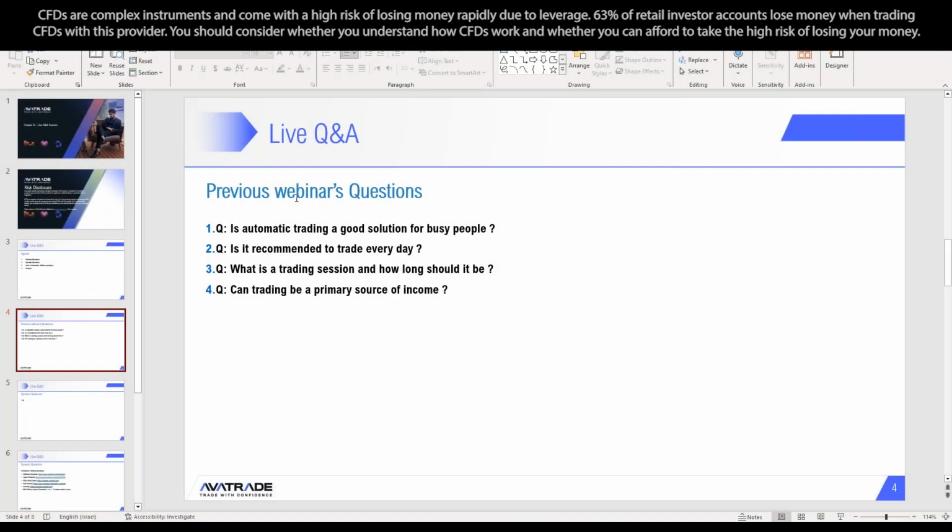All right, the first thing that we're going to do is obviously to cover the questions that are here. Let's go one by one and understand what we have today. Is automatic trading a good solution for busy people? Well, it may be, okay, we'll see. Second question: is it recommended to trade every day? Okay. What is a trading session and how long should it be?